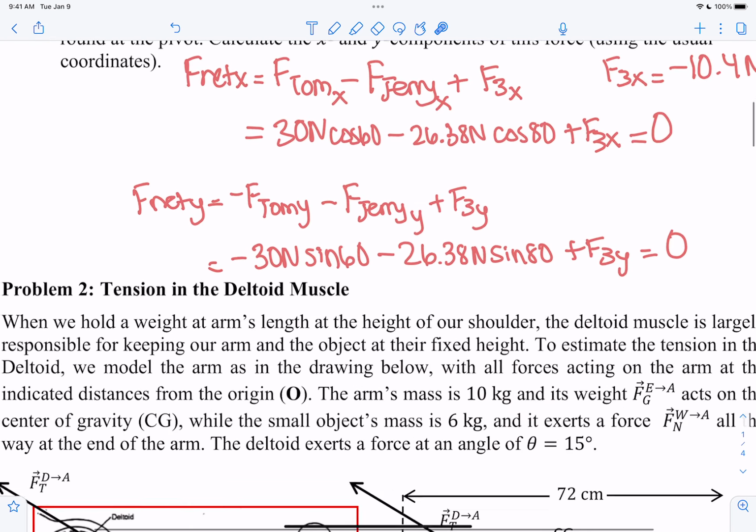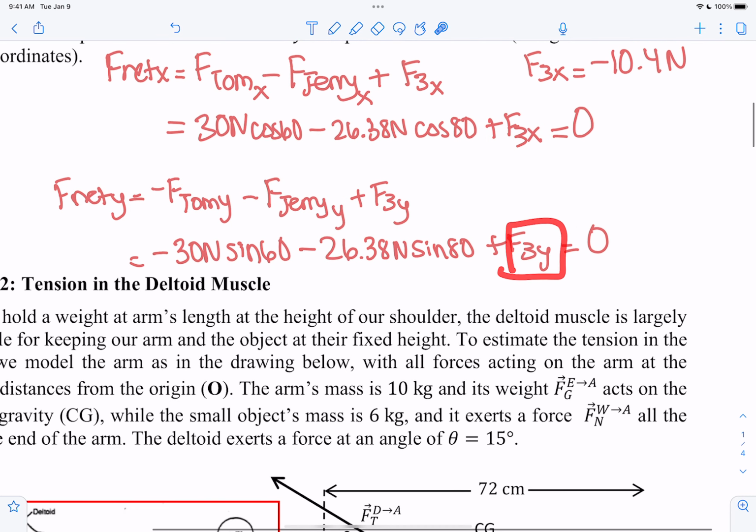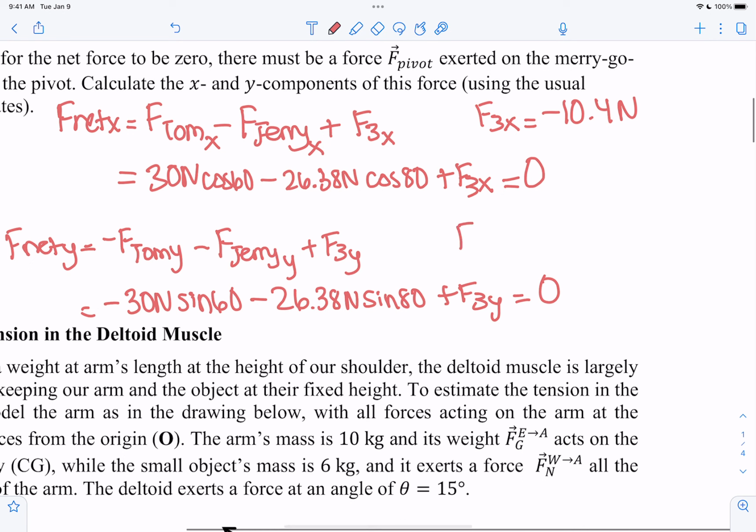So we want to do minus 30 newtons to give us that negative aspect of the Y component of Tom's force. So it's negative 30 newtons times sine 60 minus 26.38 newtons times sine 80. And then we want to figure out what our Y component of the pivot force is here. So if we calculate that out, that should give us an F3Y of 51.96 newtons.